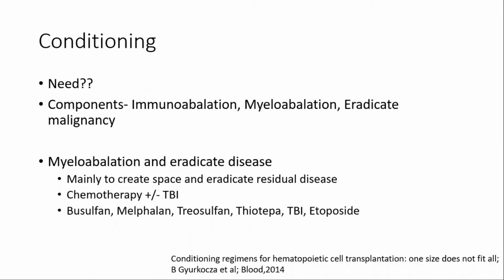There are three parts of conditioning: immunoablation, myeloablation, and eradication of malignancy. The myeloablation and eradication of malignancy part is almost the same. It is mainly to create the space for the graft. It is done with chemotherapy or total body irradiation, and many chemotherapy agents like busulfan, melphalan, treosulfan, etc. can be used for these.